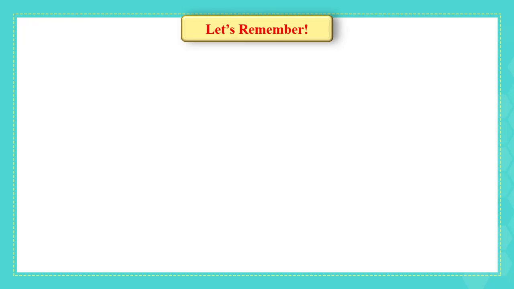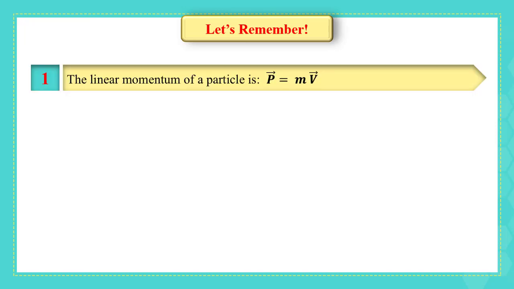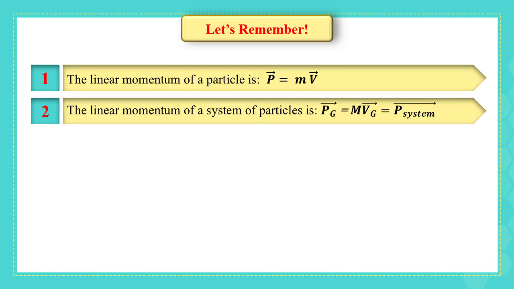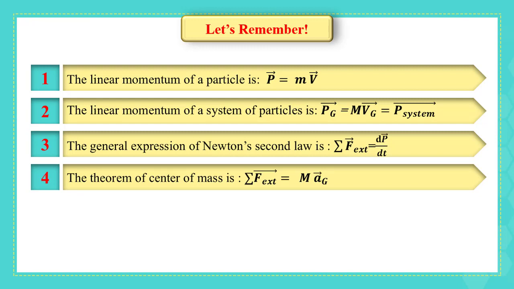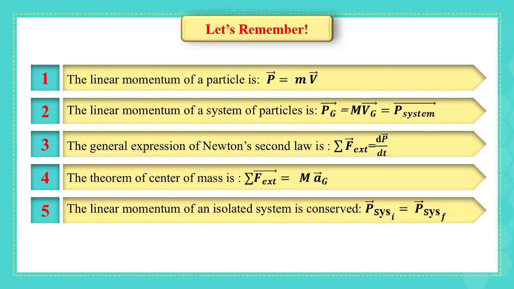We defined the linear momentum as p vector equals mv. We talked about the linear momentum of a system of particles, p of the center of mass equals the p of the system. The general expression of Newton's second law is the sum of forces equals dp by dt, and the theorem of center of mass is the sum of F external equals the mass times the acceleration of the center of mass. The last idea, which is important in our study: if the linear momentum of an isolated system is conserved, then the linear momentum initially of the system equals the linear momentum finally of the system.